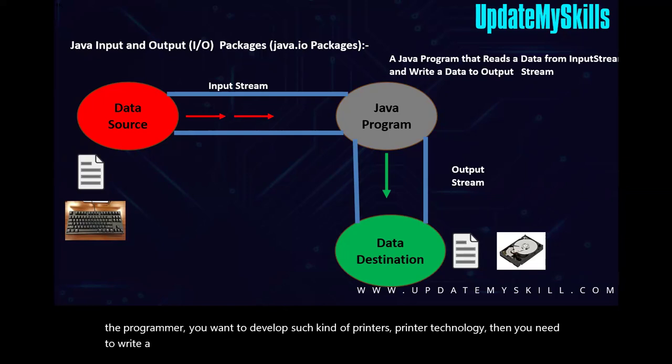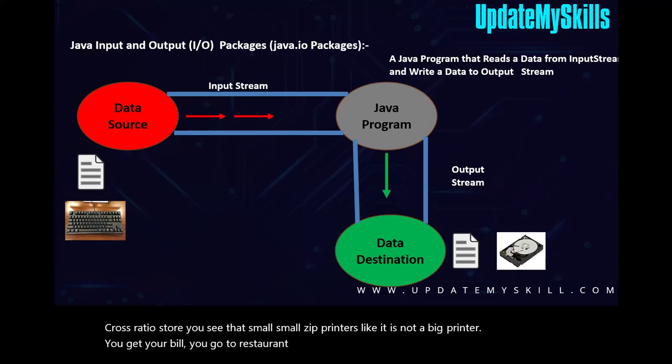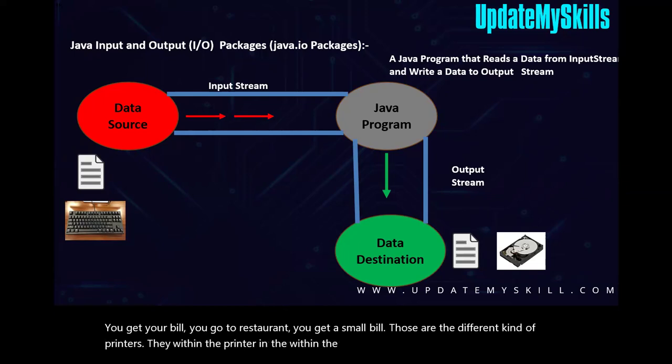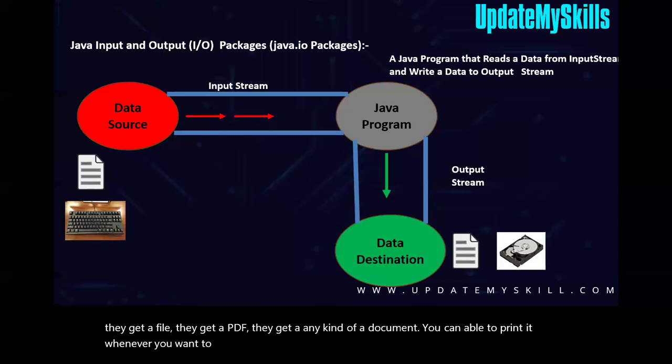If you go to the grocery store, you see those small Zebra printers. It is not a big printer. You get your bill. You go to a restaurant, you get a small bill. Those are different kinds of printers. Within the printer itself, they have written output streams. So they get a file, a PDF, any kind of document, and you are able to print it. Whenever you want that kind of functionality, we need to understand how these streams work, and then only can you write a program like this.